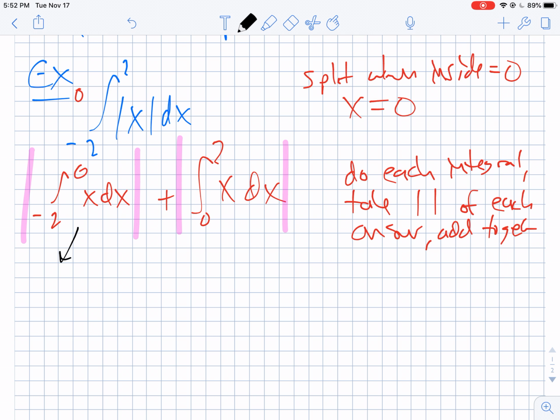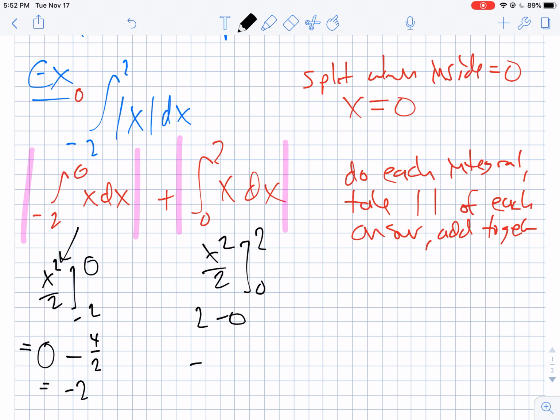The -2 to 0 integral is going to be x squared over 2, going from -2 to 0. So that's 0 minus, when I do -2 squared, that's +4, so 4 over 2. So that's -2. For this one, it's the same antiderivative. Plug in 0 and 2, I'm going to get 2 minus 0, which is 2.